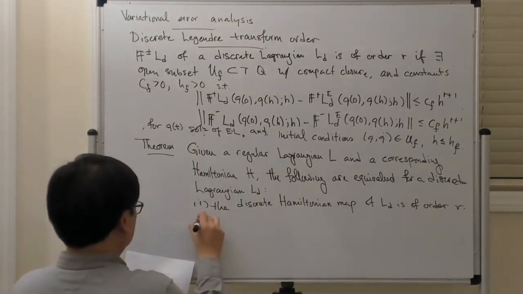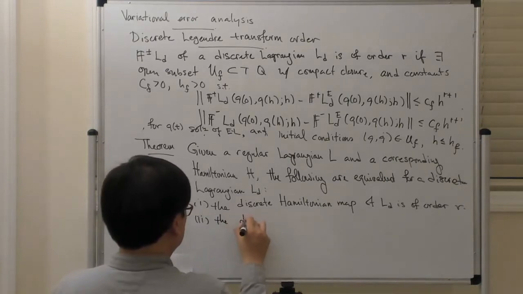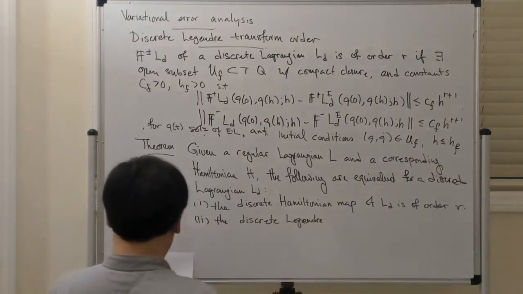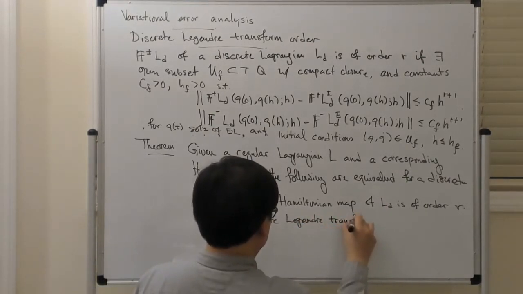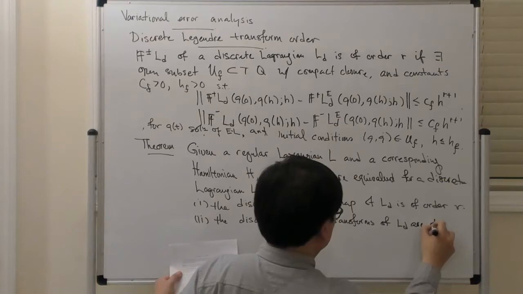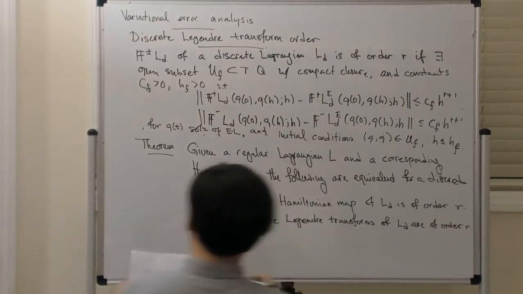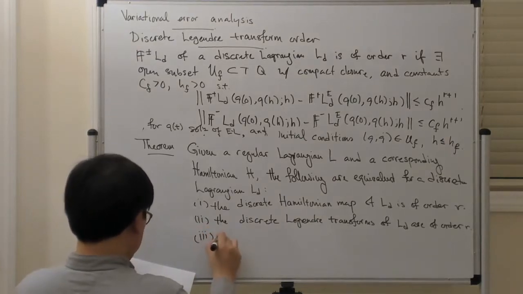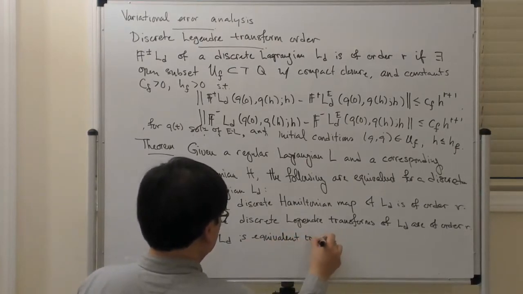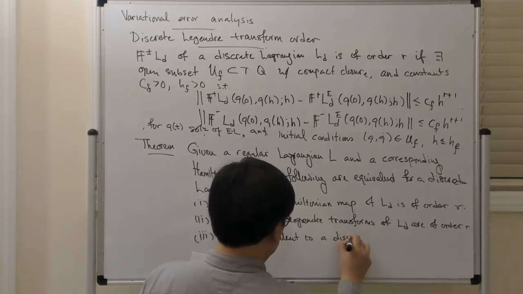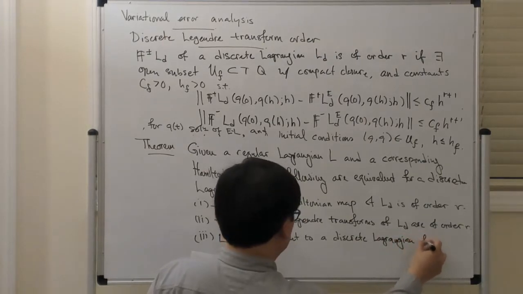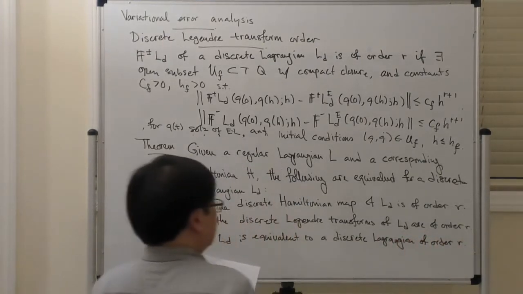The second one is that the discrete Legendre transforms of LD are of order R. And the third one is that LD is equivalent to a discrete Lagrangian of order R. Okay, all right.